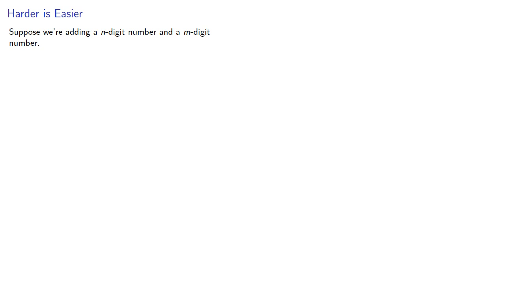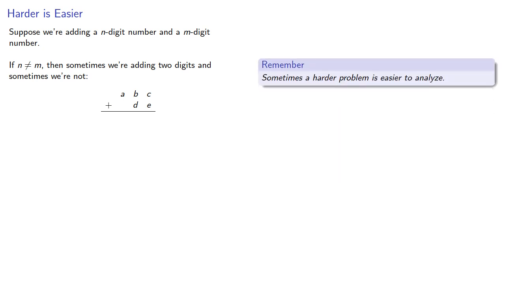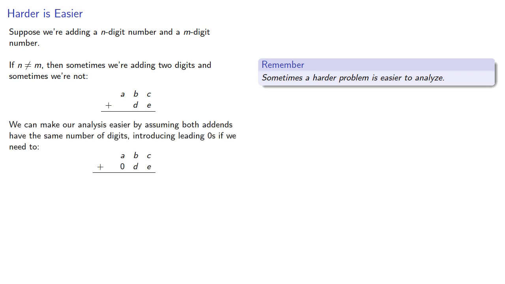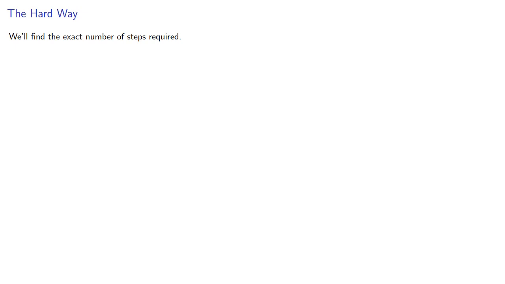Now suppose we're adding an n-digit number and an m-digit number. If n is not equal to m, then sometimes we're adding 2 digits, and sometimes we're not. So sometimes a harder problem is easier to analyze. So we could make our analysis easier by assuming both addends have the same number of digits, introducing leading zeros if we need to. Now first we'll find the exact number of steps required, but then we'll use divide and conquer to find a bound.